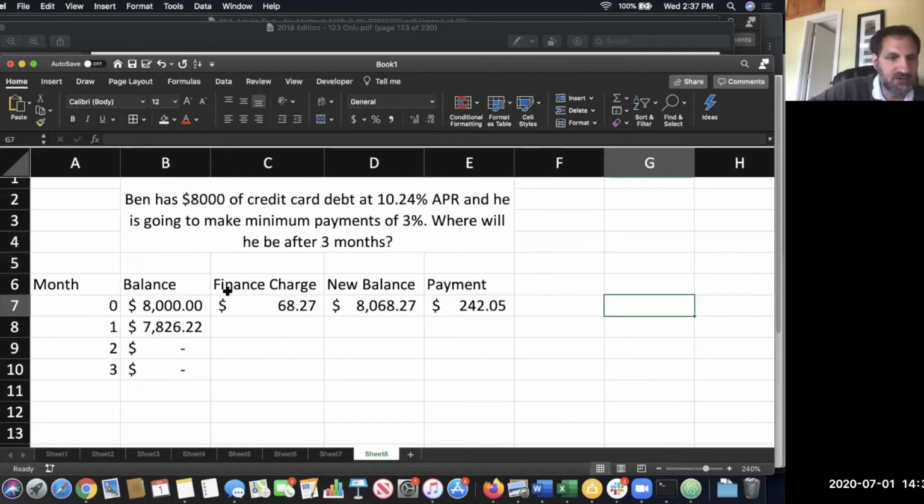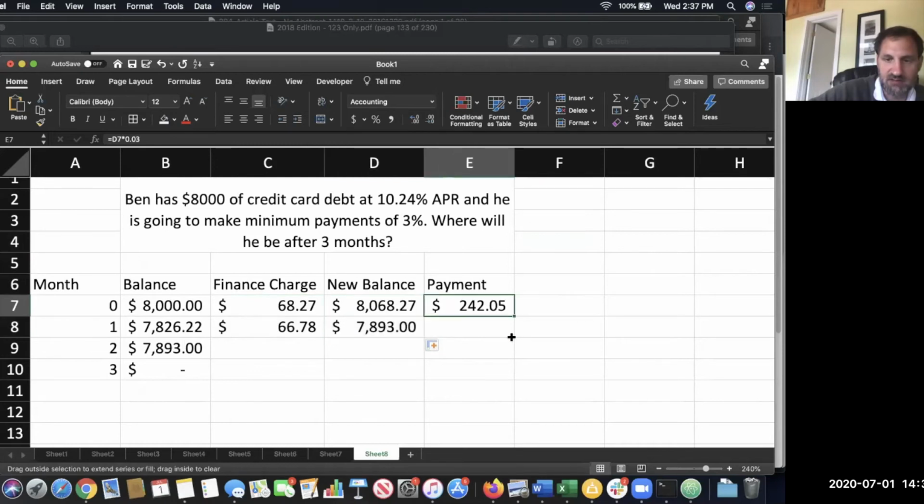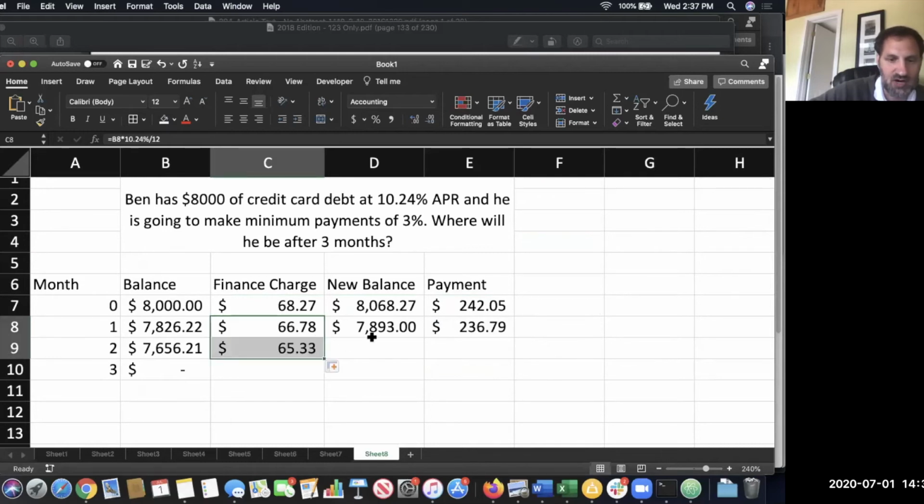Okay, so first of all, I need to keep going with this. If I make 3% payments, this will go down, this will go down, this will go down. I'm doing that autofill thing. So I'm selecting the box, going to the bottom right corner, and I'm clicking and dragging.